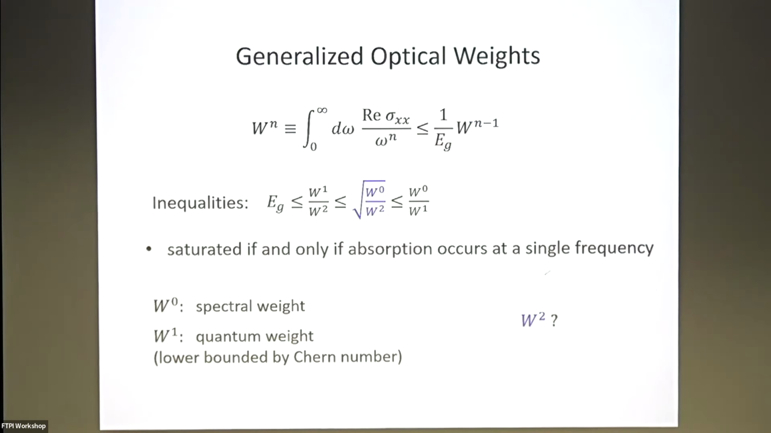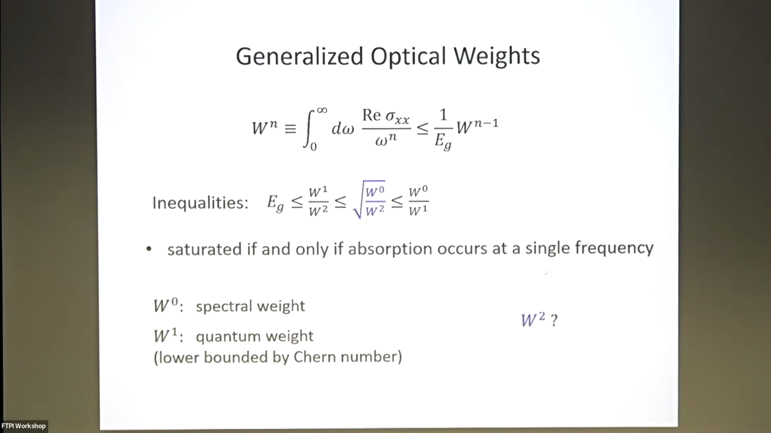So we see that so far we used the negative first moment of the conductivity. Why not extend it to the negative nth moment for Wn? Okay. And again, same trick. When we replace the denominator by the gap, we get an upper bound relating Wn and Wn minus 1. So this allows us to get a series of inequalities, and in particular non-linear equations of W2 instead of W1. So the upper bound on the energy gap can be provided by the square root of W0 divided by W2.